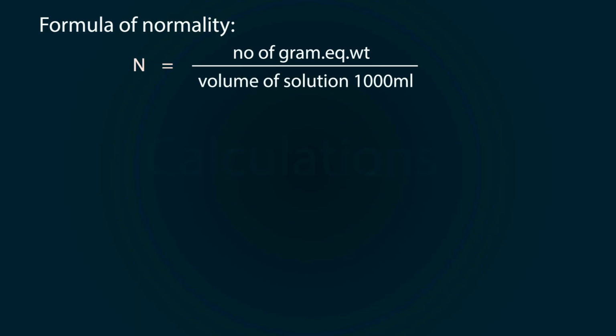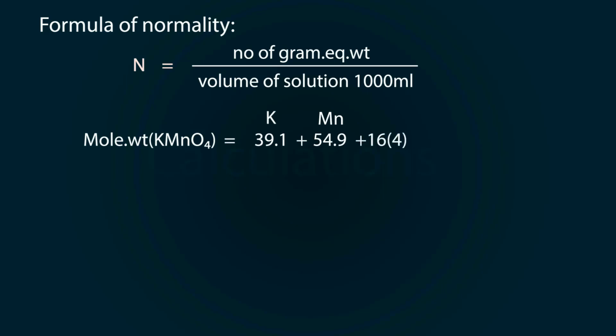Let's do some calculations. We have to find out the normality. So normality is equal to number of gram equivalent weight divided by volume of solution, which is 1000 milliliters. The molecular weight of KMnO4 is 39.1 for potassium plus 54.9 for manganese plus 16 into 4 for oxygen. So molecular weight of KMnO4 is 158 grams per mole.